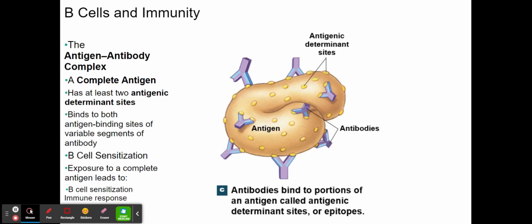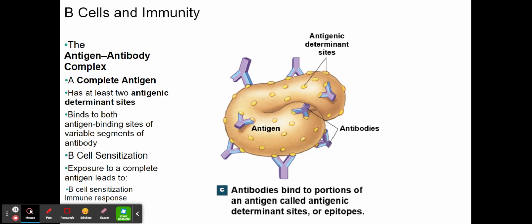An antigen-antibody complex forms when the antibody molecule binds to its corresponding antigen molecule. Once the two molecules are in position, hydrogen bonding and other weak chemical forces lock them together. Antibodies do not bind to the entire antigen. Instead, they bind to specific portions of its exposed surface, regions called antigenic determinant sites, or epitopes.